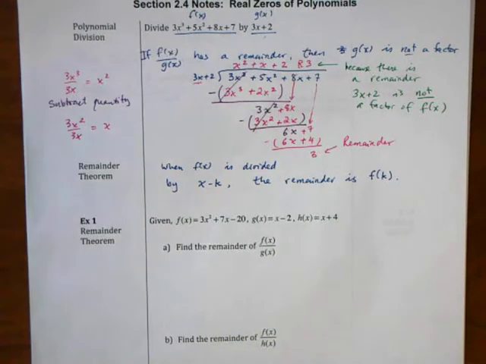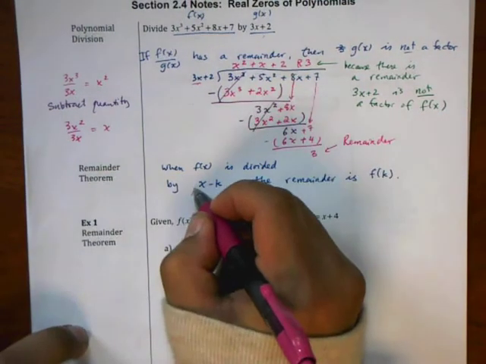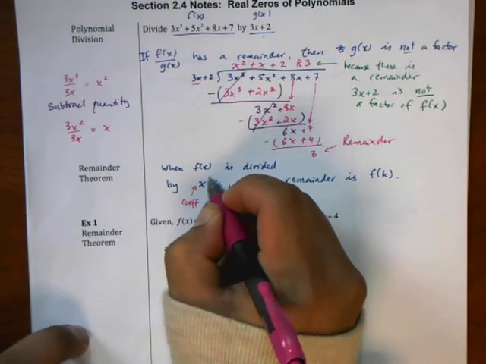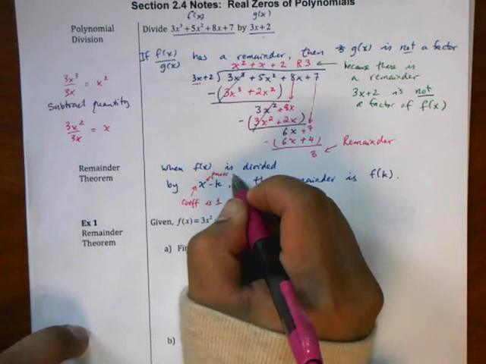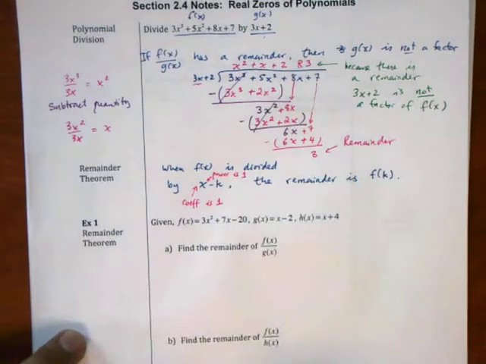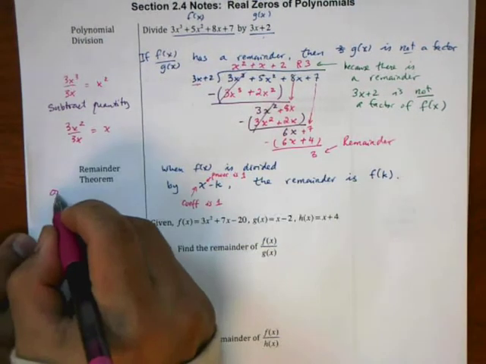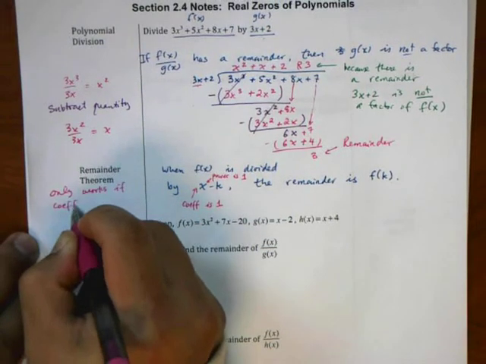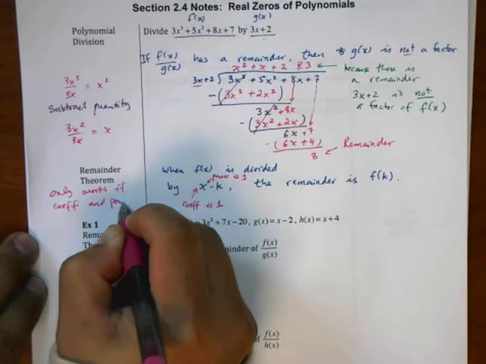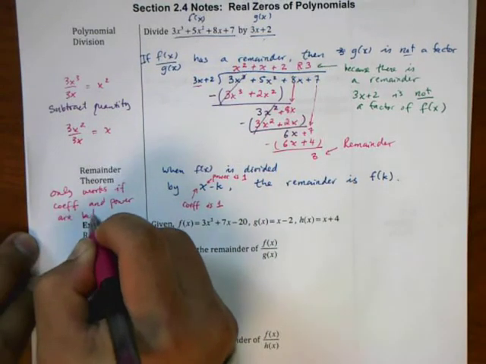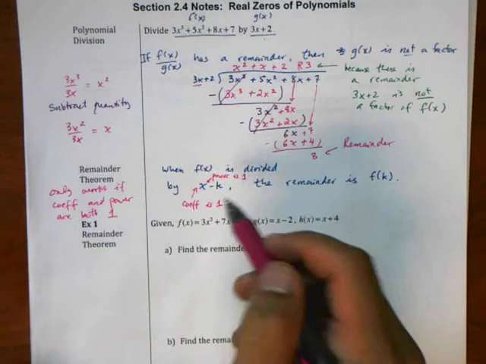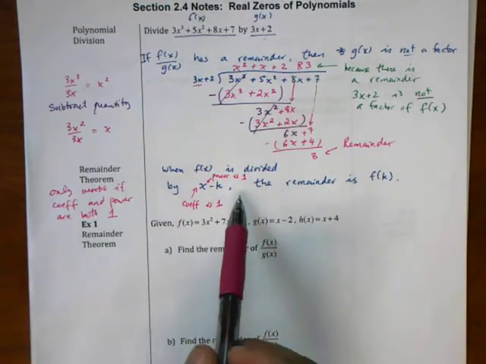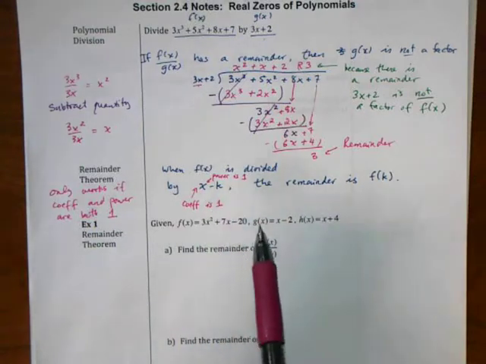Now, a couple major caveats here. One thing I want you to note is that the coefficient is 1 and the power is 1. It only works if the coefficient and power are both 1. If either of these things is not true, then you cannot use the remainder theorem.